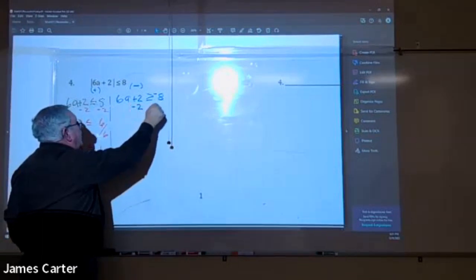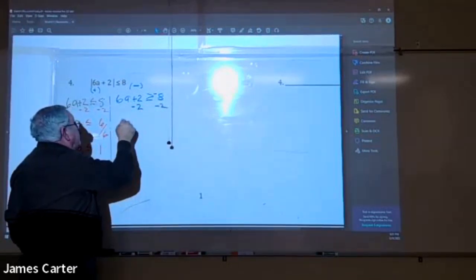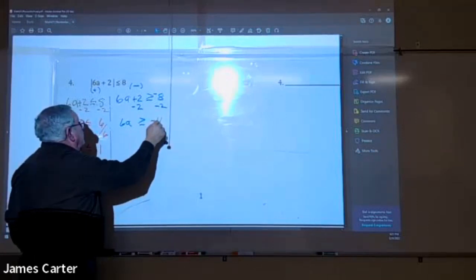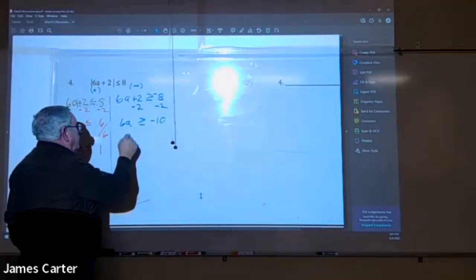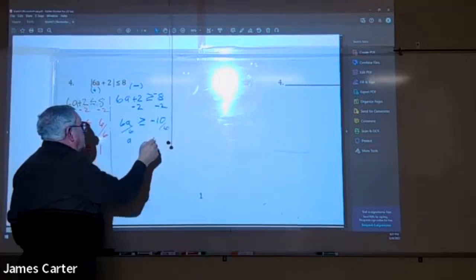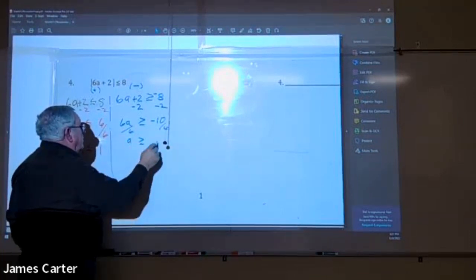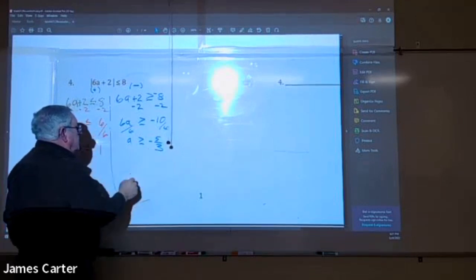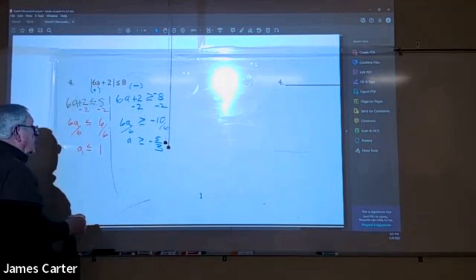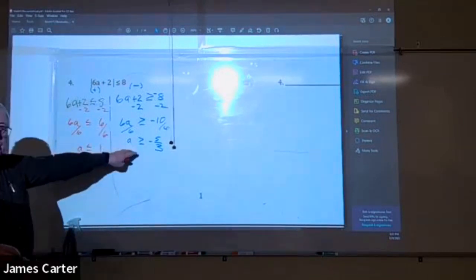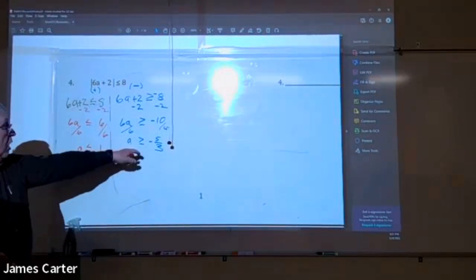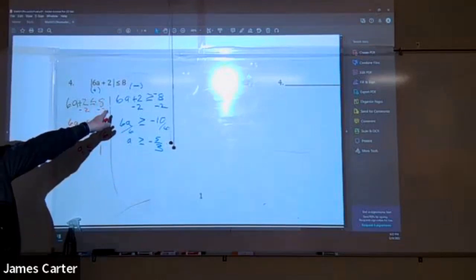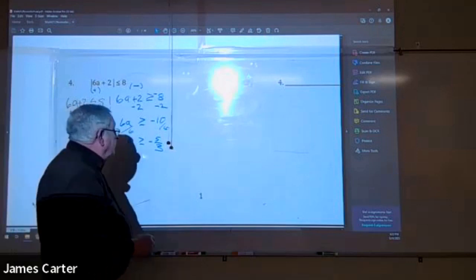Okay, over here, minus 2, 6a greater than or equal to negative 10. Divide by 6, divide by 6. A greater than or equal to negative 5/3. Okay. Now, we can't just write 1 and negative 5/3 like we did the other one because these are inequalities.